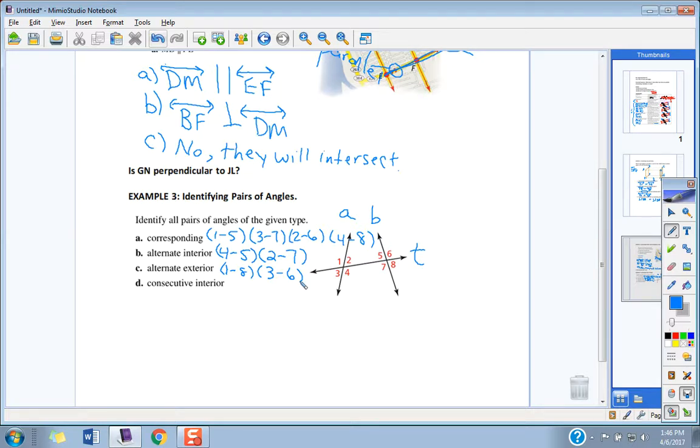It should be fairly easy, but I worry about consecutive interior angles. What are my consecutive interiors? 2 and 5, yep, between the two lines consecutively on the same side of the transversal, so it should be 2 and 5. Tanner, what's my other set? 4 and 7. Okay? All right, so here's what I'd like to see happen here. First of all, you should have everything down. You should have this stuff down. Okay, that's first. All right?